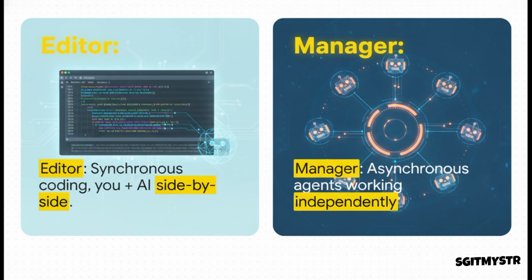This is your synchronous coding space. It's you and the AI working side by side with tab completions and inline commands, just like you're probably already used to. But on the right, that's where the magic really happens. That is the manager view, built for asynchronous orchestration. Here, you aren't just coding, you're managing multiple AI agents working independently across different workspaces and tasks, all at the exact same time. You literally become the director, not just the typist.